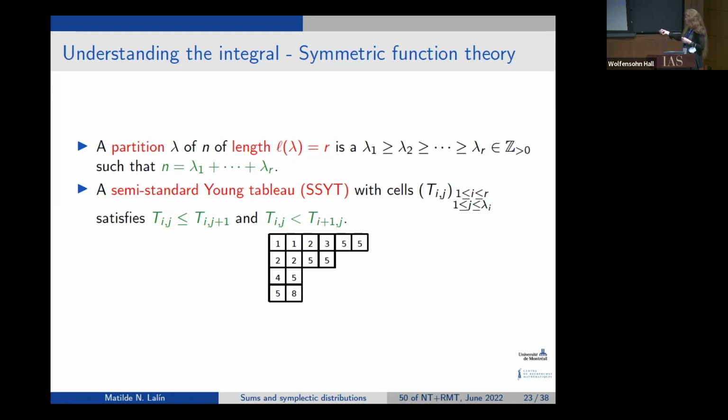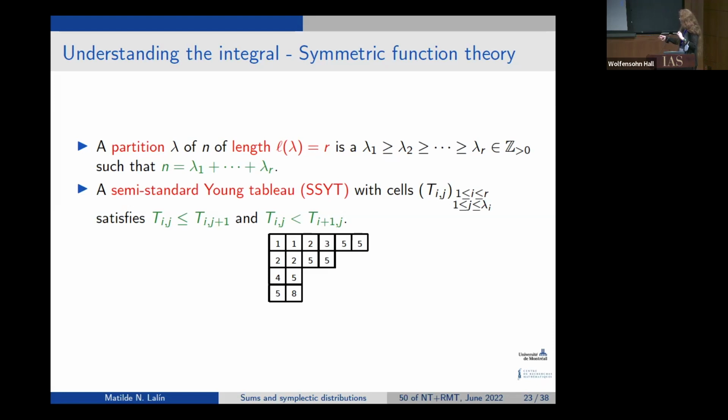So it's a diagram with this. Each of these squares is a cell. The lengths of the rows are the lambdas. In this case, I have lambda 1 equals 6, lambda 2 equals 4, lambda 3 equals 2, lambda 4 equals 2. If I just write the cells, this is what is sometimes called a Ferrers diagram.